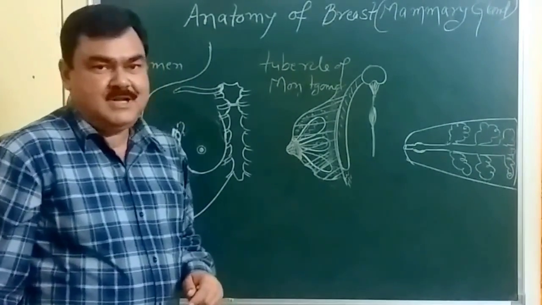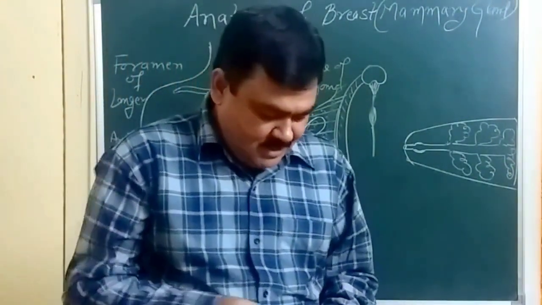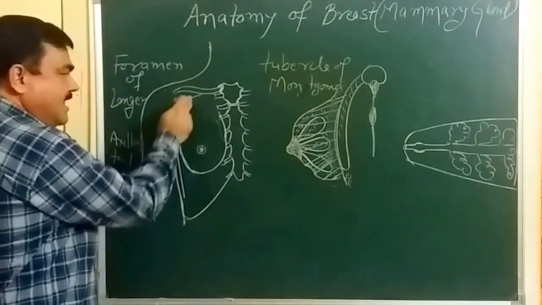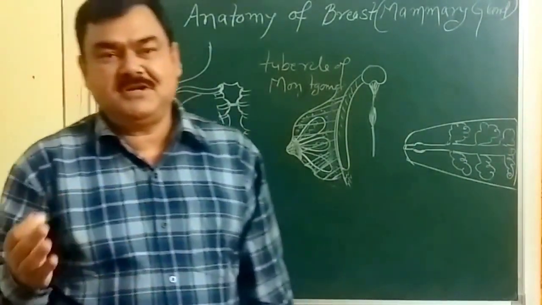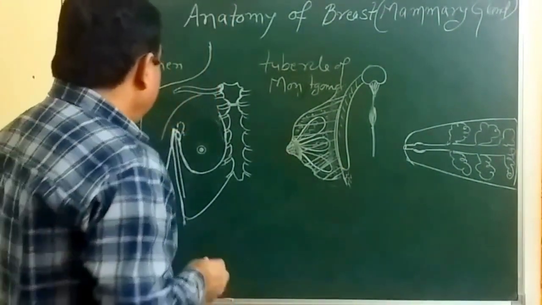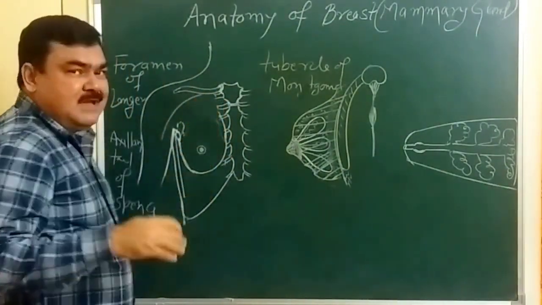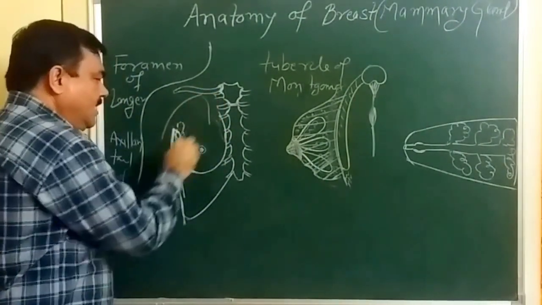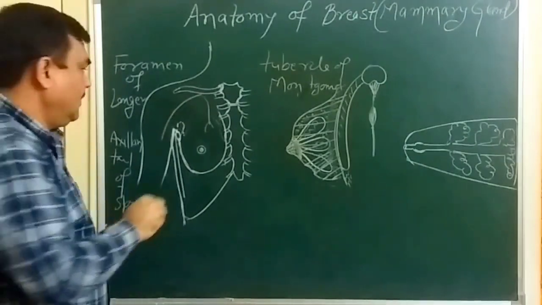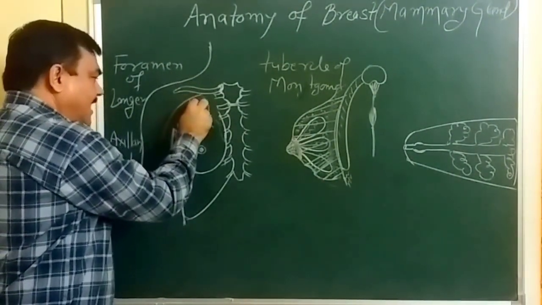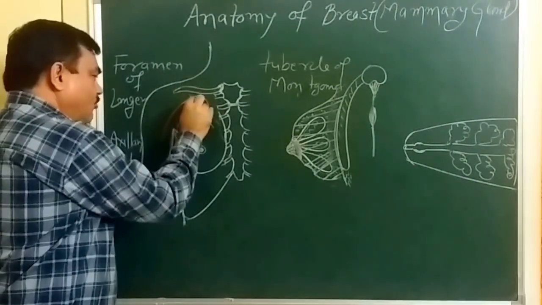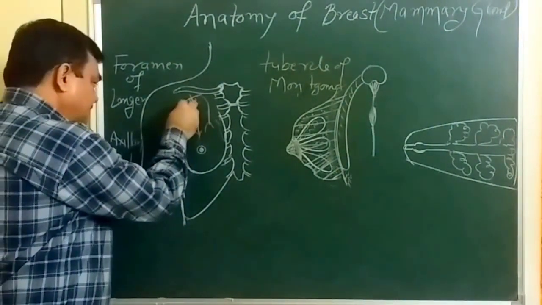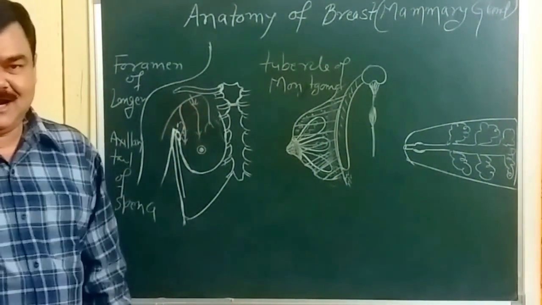Now after relations we will discuss its arterial supply. It is supplied by branches of the axillary artery. The axillary artery extends from the outer border of the first rib to the lower border of teres major. It is divided into three parts by pectoralis minor muscle. Here is the first part, which gives the superior thoracic artery. Here is the acromiothoracic artery. It has four branches. Here is the pectoral branch of the acromiothoracic artery. Here is the lateral thoracic artery.